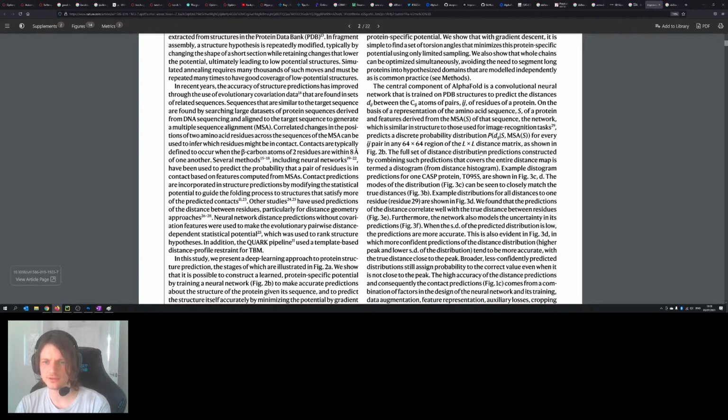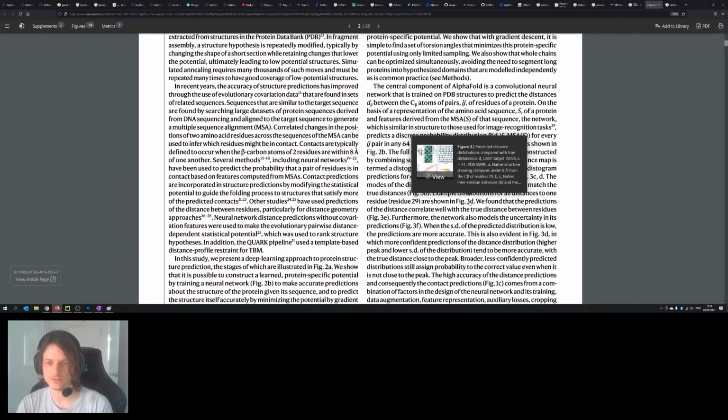The full set of distance distribution predictions constructed by combining such predictions that covers the entire distance map is termed a distogram. Yep. The mode of the distribution, 3C, can be seen to closely match the true distances, 3B. Example distributions for all distances to one residue, 29, are shown in figure 3D. We found that the predictions of the distance correlate well with the true distance between residues, figure 3D and 3E.